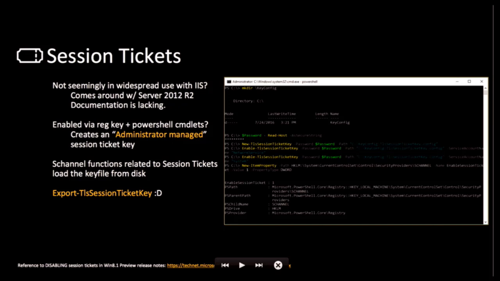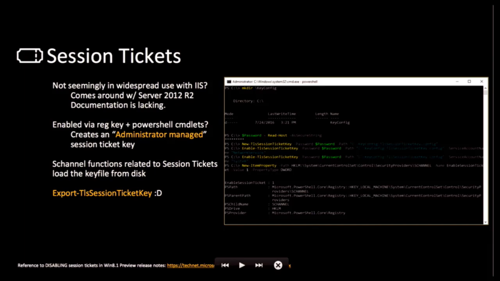That's the last secret that we have to go over that we haven't really talked about yet. It's not really seemingly in widespread use. The support for it is a little bit lacking, and at least the documentation is for sure. Sometime around Windows 8 and Server 2012 R2, Microsoft enabled the capability to use RFC 5077, which is the session keys. But they didn't actually provide any documentation on how to use that.